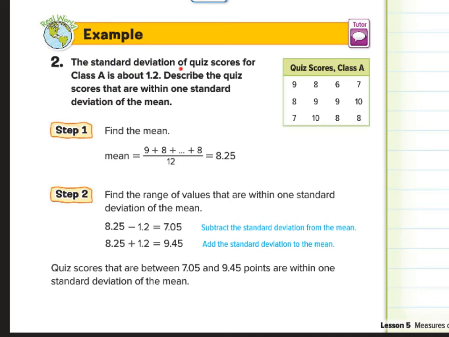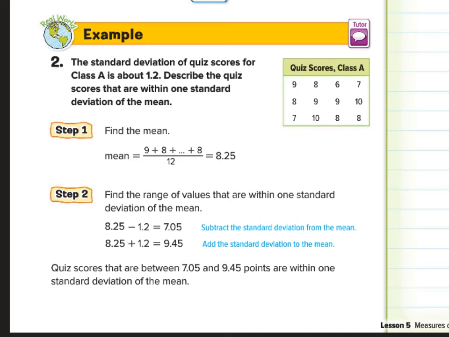The standard deviation of the quiz scores for Class A is about 1.2. Describe the quiz scores that are within one standard deviation of the mean. So what is the mean? Let's see here. We add all of these scores. Once we've added all these scores, we're going to divide by the number of scores, how many there are in total. And it looks like we have 4 by 3, so 12.